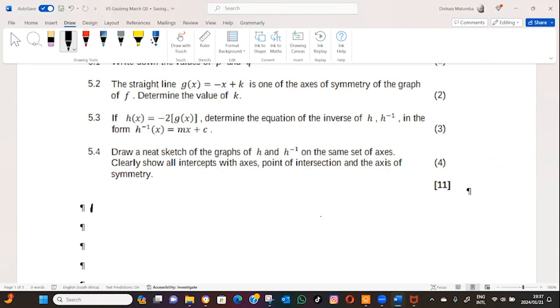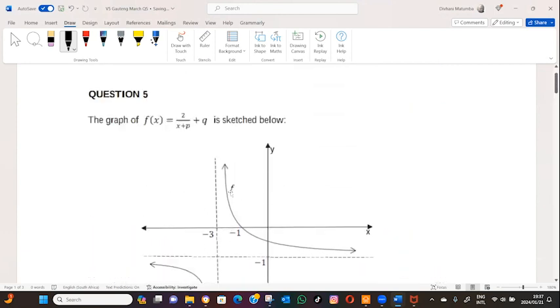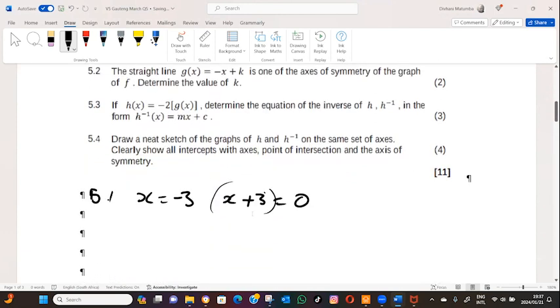So if you don't understand why we go to minus 3, please feel free to ask. Let me explain. 5.1. Because the asymptote is at x equals minus 3. If you take 3 to the other side, you will have x plus 3 equals 0. So this is what you're going to take to this formula. Therefore, p equals 3.